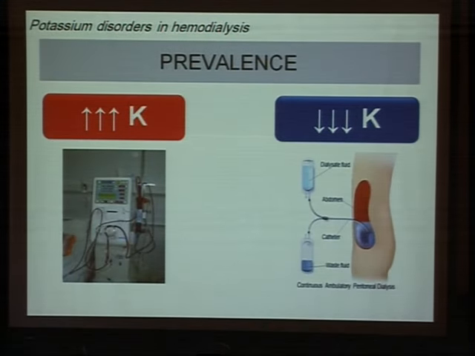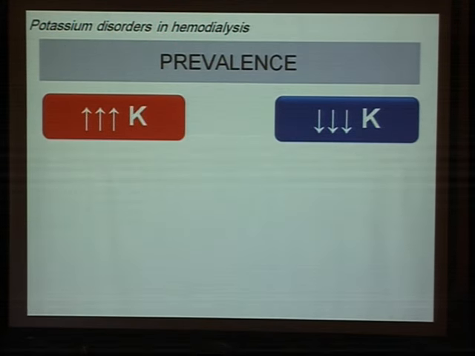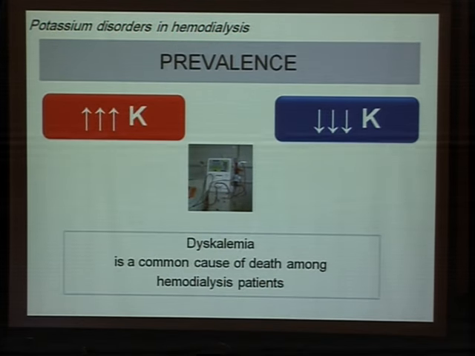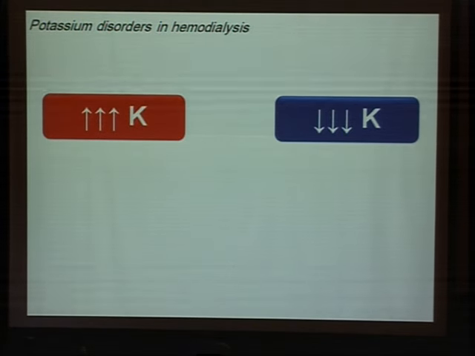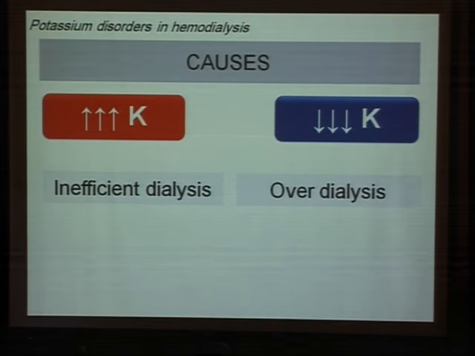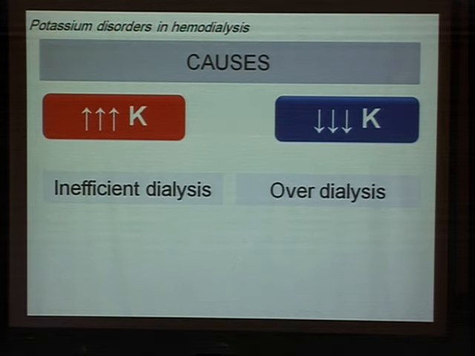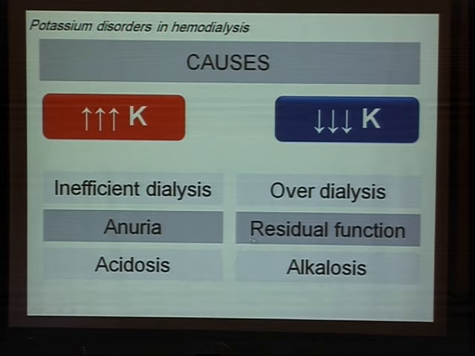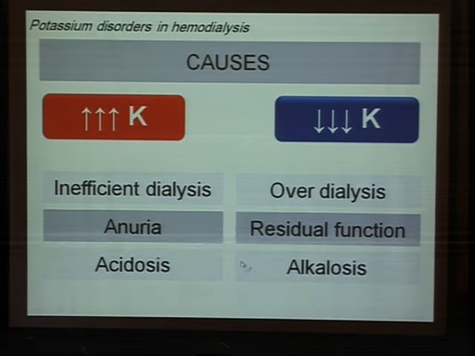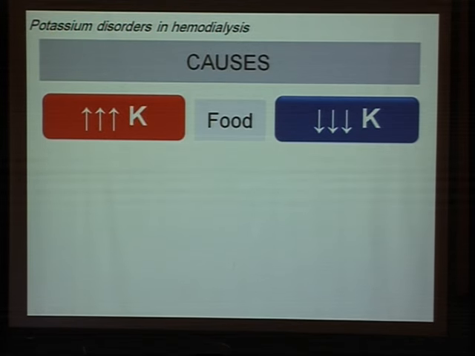Dyskalemia is common among hemodialysis patients, and as you might know, hyperkalemia is more common among hemodialysis patients, while hypokalemia is more frequent in peritoneal dialysis patients. Both hyper- and hypokalemia are common causes of death among hemodialysis patients. Dialysis dose is, of course, an important factor for hyper- and hypokalemia. Additionally, residual kidney function and acid-base status are very important. Food is also a big issue.